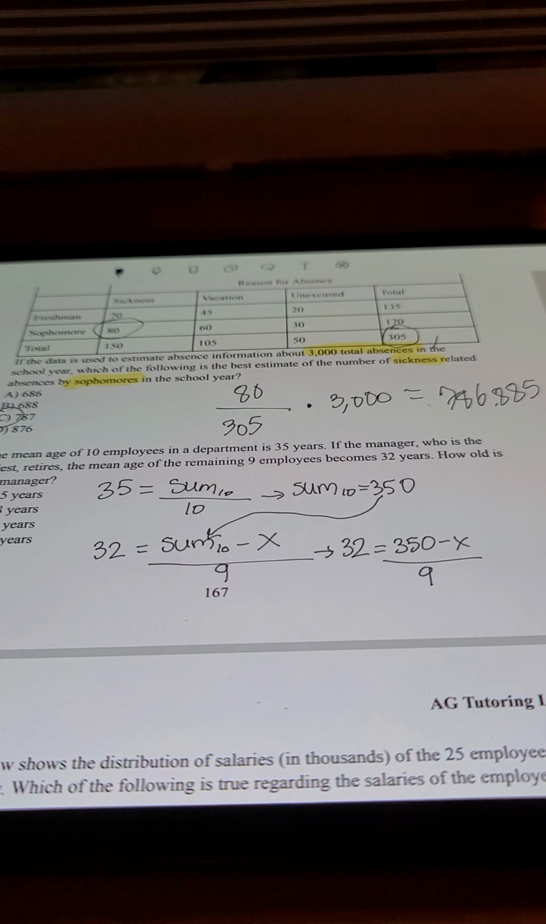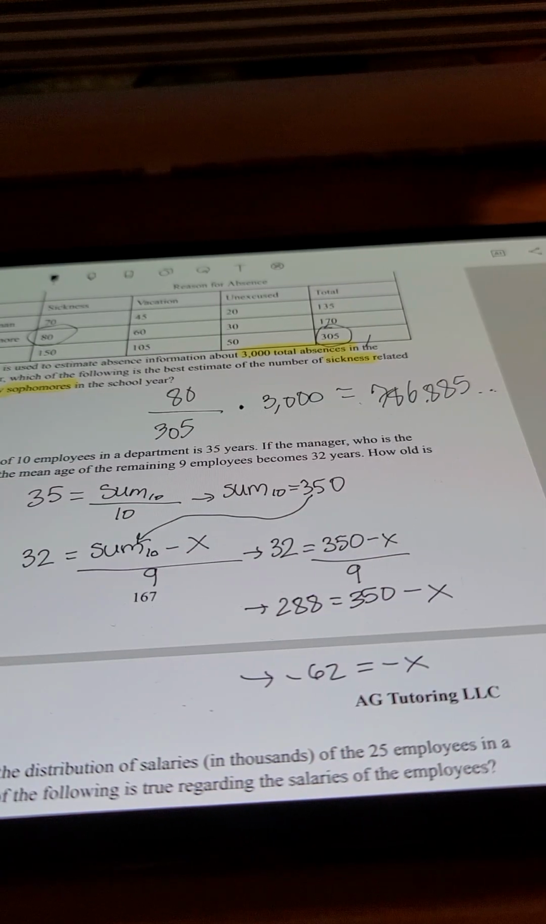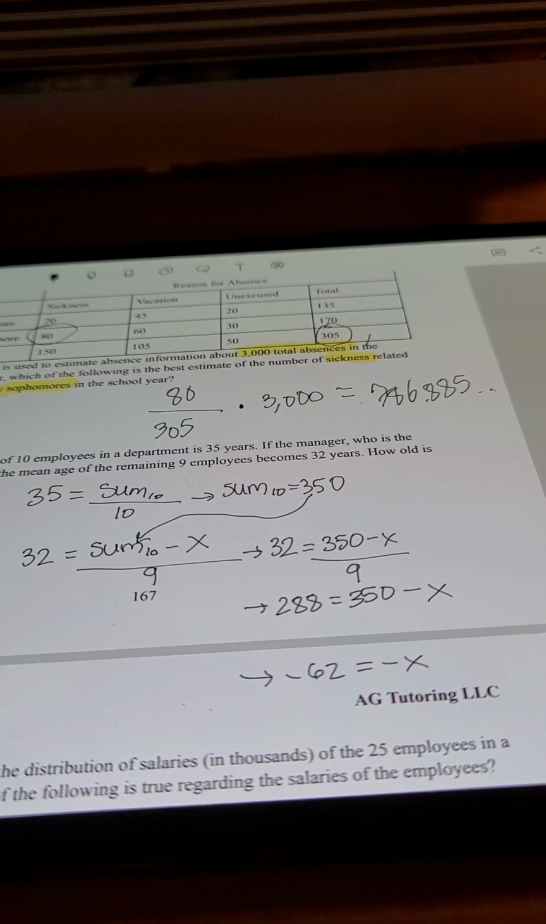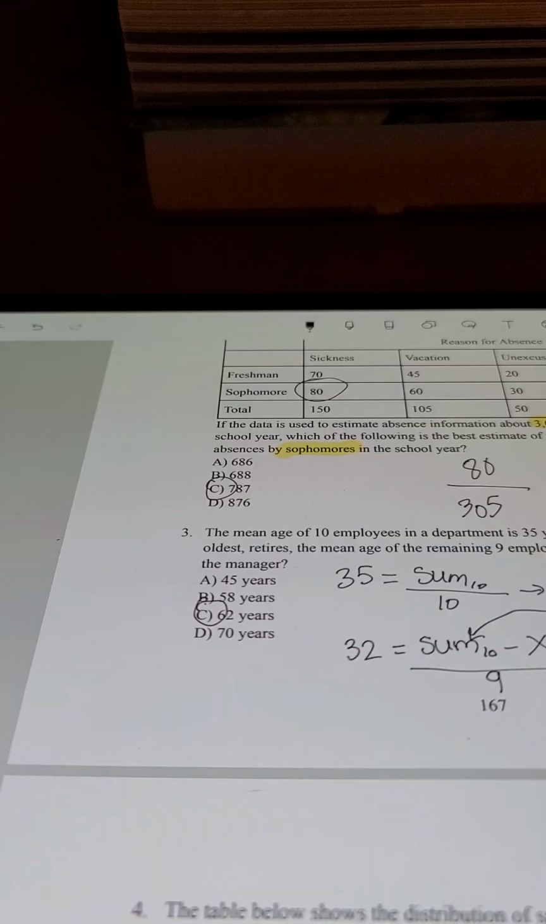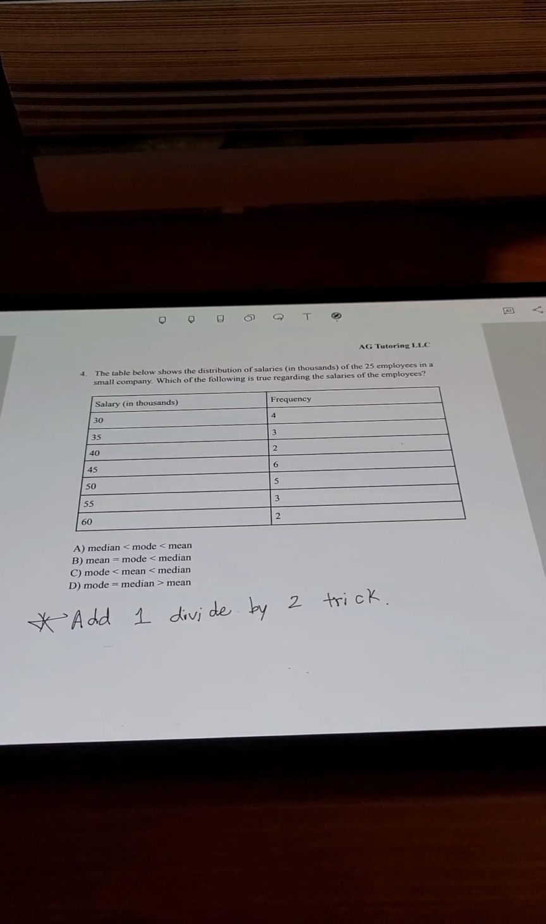So now I just need to multiply each side by 9, and this is what I get. And then I just need to subtract 350 from each side, and I get this, and then I just cancel out the negative on each side to get that it's 62 years old. That's how old the manager that's leaving is. So the answer is C. Okay, pause for number 4 if you haven't already.